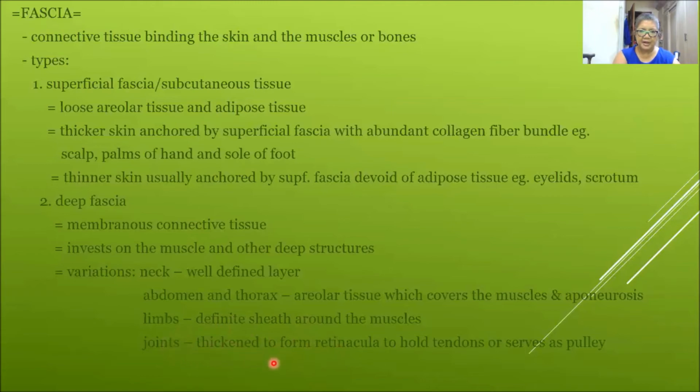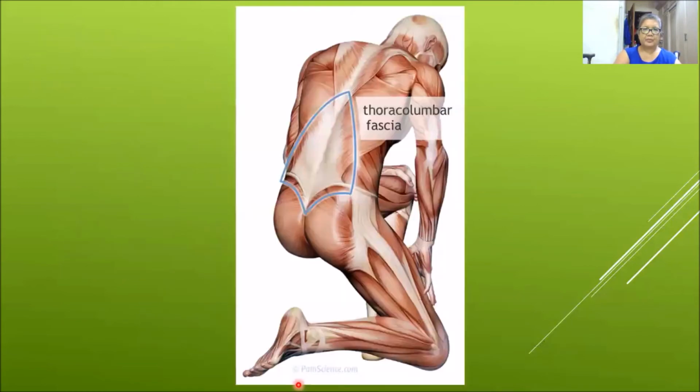In the joints, the deep fascia is thickened to form retinacula to hold tendons and serves as a pulley. So this is the thoracolumbar fascia, this white tissue, which is outlined by a blue light. This will hold the muscles of the back, all the muscles there, so that it will help to study the muscles.